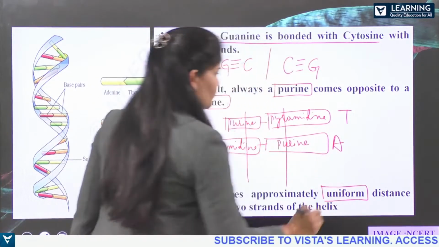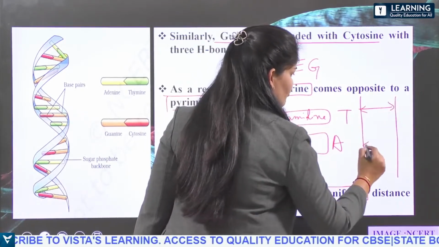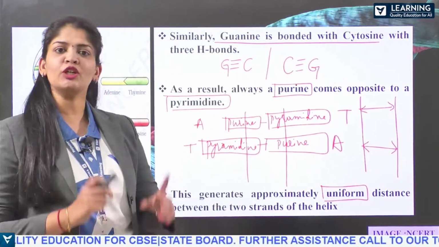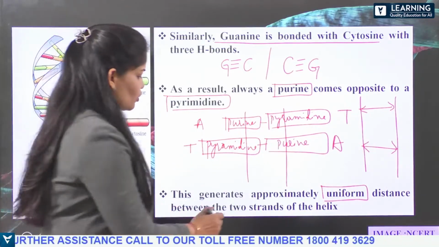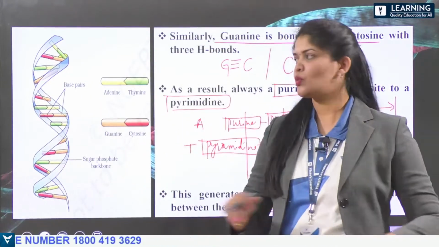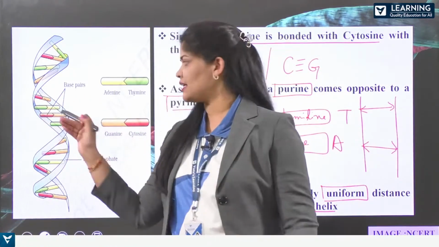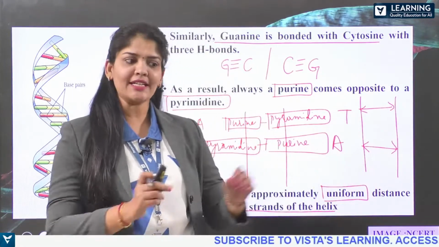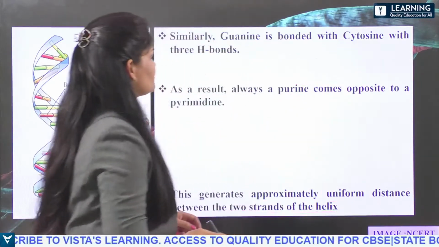This generates an approximately uniform distance every time. The distance present here will be approximately equal to the distance present throughout the length of the two polynucleotide chains. This generates approximately uniform distance between the two strands of the helix. See, in this image, it is helically twisted. That is why we can see a narrowing here and a broadening of the two strands here. But actually, they are placed equally at each and every point throughout the length of the polynucleotide chain.